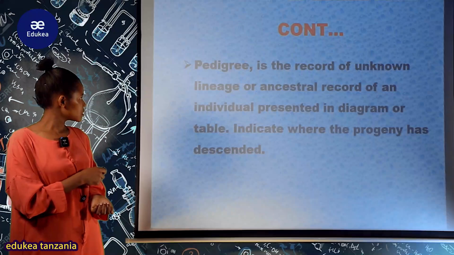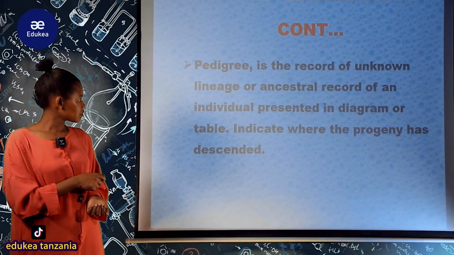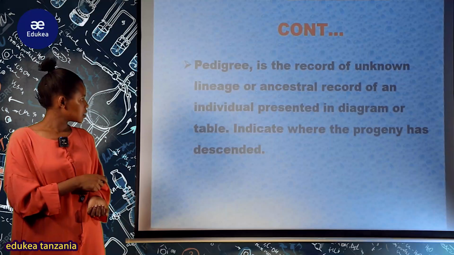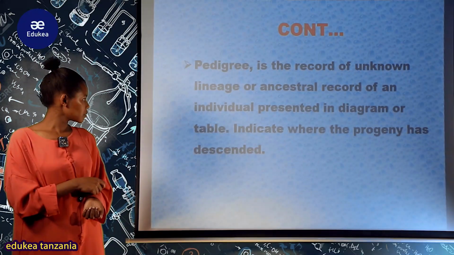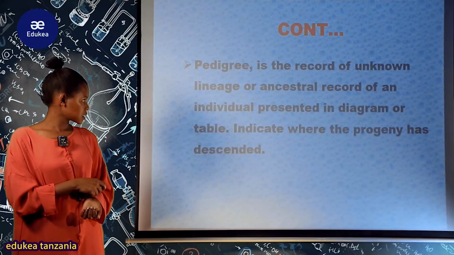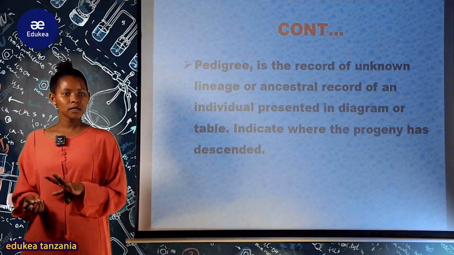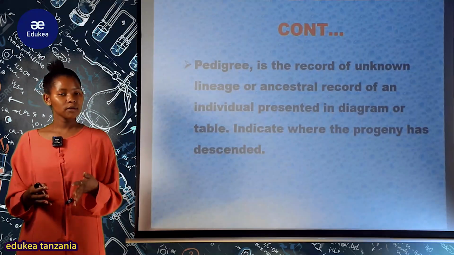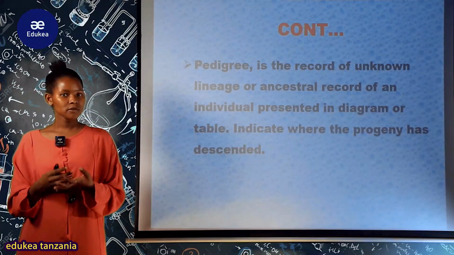Also, we can see another terminology which is pedigree, which is the record of a known lineage or ancestral record of an individual presented in a diagram or a table, and it indicates where the progeny has descended. Tunapozungumzia pedigree inakaa in tabular form kwa ajili ya kutupresentia urithi wa generation fulani.